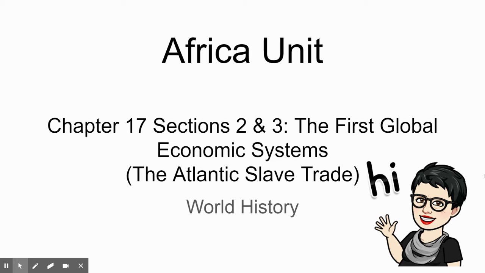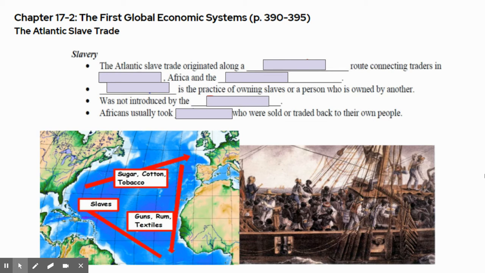We're going to be looking at sections 2 and 3, talking a little bit about global economic systems and the Atlantic slave trade. So, when we talk about slavery as an institution, one thing I really want you to understand is slavery has existed for a very, very long time. And you can actually go through and look at the Old Testament of the Bible, and you can find a lot of different examples there.